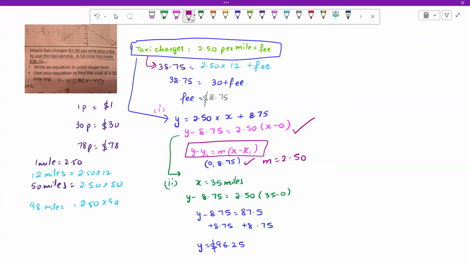After that, they said in the question, use your equation to find the cost of a 35-mile trip. In this 35 miles, that means when x is 35, because x is what is representing the miles. So when x is 35, what are the taxi charges? So we just plugged in and we just found the value, and this was the charges that we wanted to find out. Any question in any part?